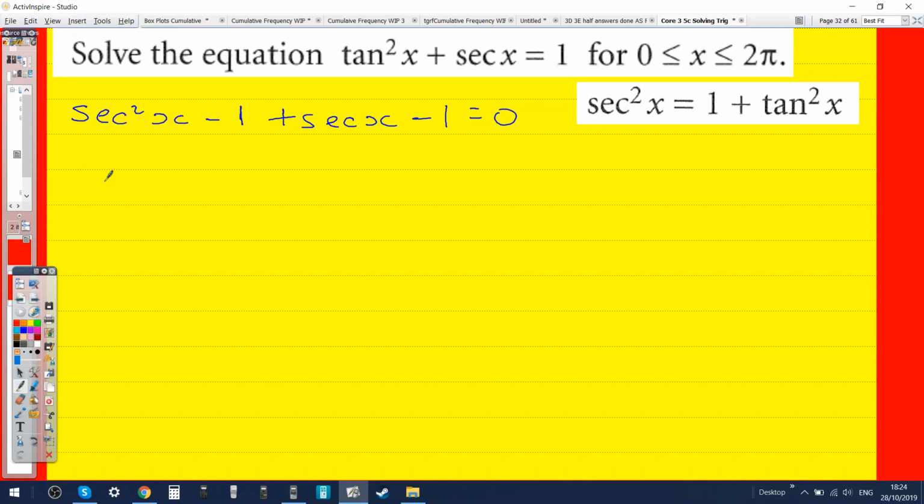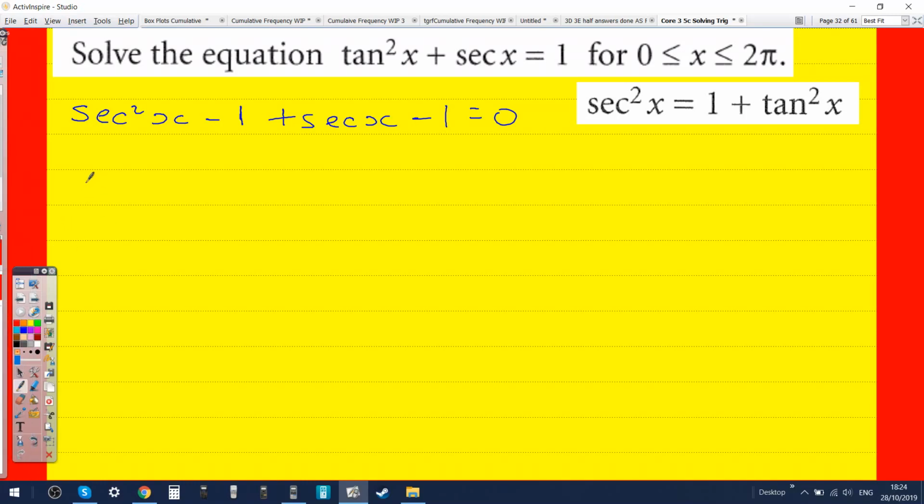Minus 2. So I get 1 and minus 2. As x or sec x? Sec x. Okay, so then x equals inverse sine 1 or inverse sine minus a half.